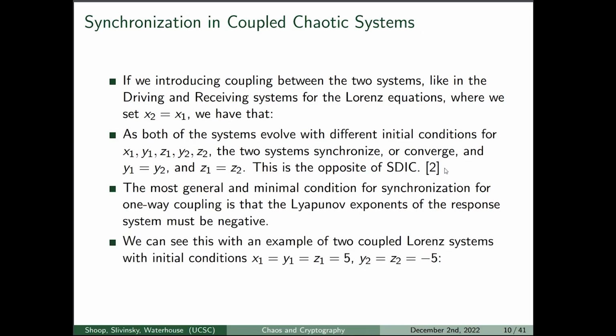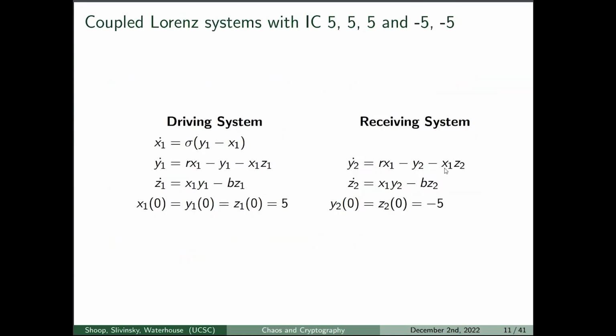And we will now see this with an example of two coupled Lorenz systems where we set the initial conditions of the first system to be equal to 5 and the initial conditions of the second system to be equal to -5. So in terms of the setup of the two systems, this is what it looks like, including the initial conditions. And we're going to have that after some time, the solution of the receiving system converges to the solution of the driving system, and only one trajectory will be discernible after that time.